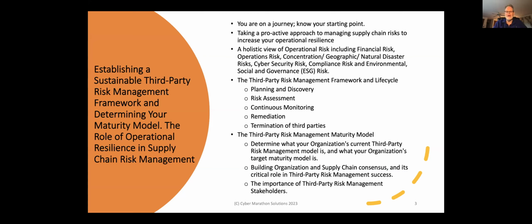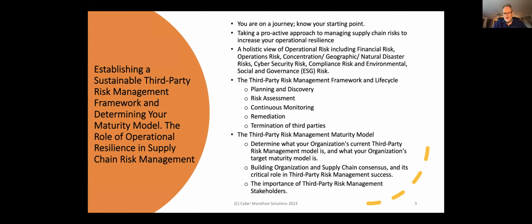After we do that, we're going to talk about the third-party risk management maturity model, the importance of understanding where you are on your journey. From where are you starting, and what is a reasonable maturity goal for your program to achieve? And I'll start off by saying on the scale of 1 to 5, it's not getting to 5.